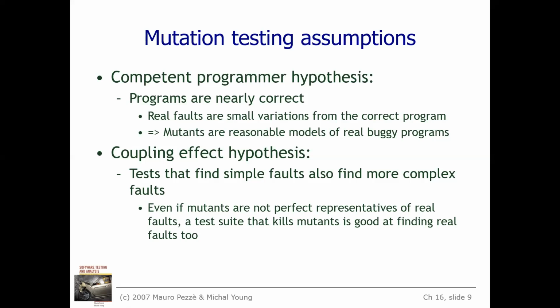Programs are nearly correct. It is not exactly correct. Say 90% of the results you are expecting are coming, and 10% is different. So this is one particular type. How to identify those things? Just feed some faults and you can identify the remaining 10% also. So real faults are small variations from the correct program.